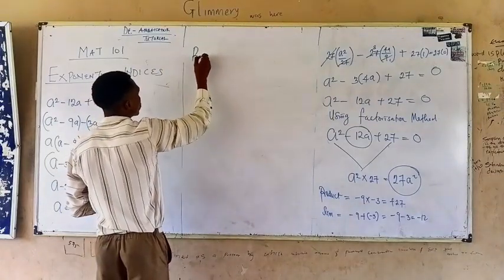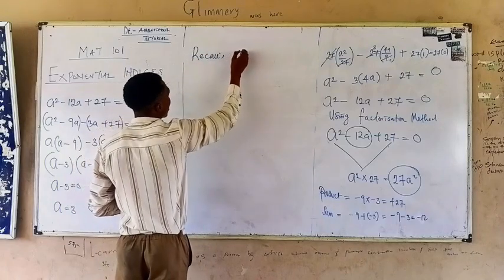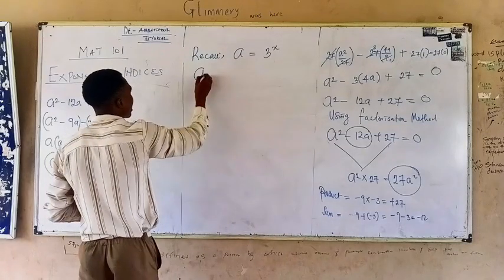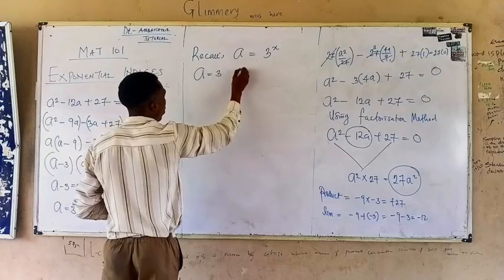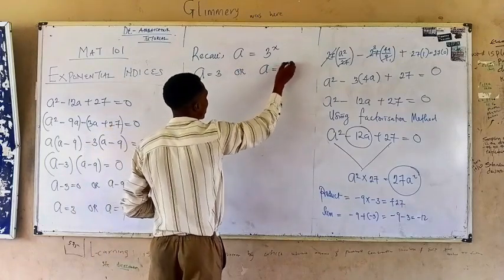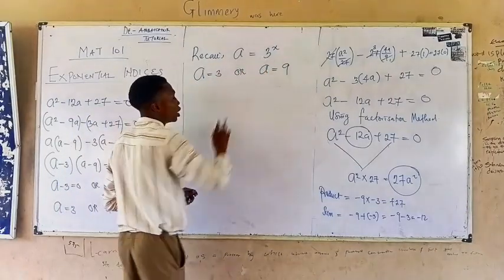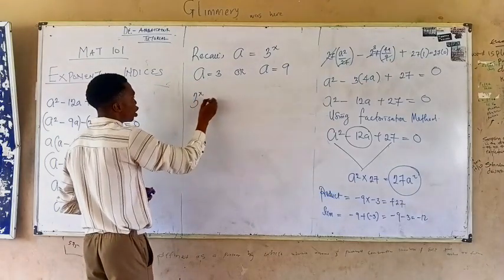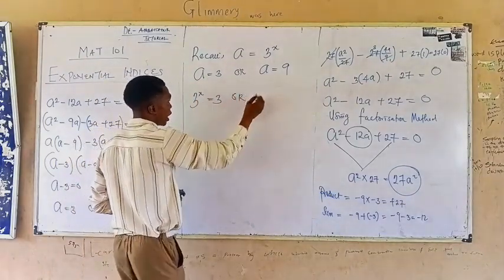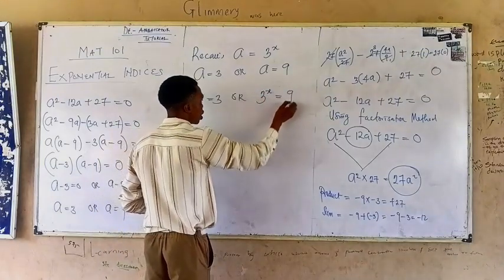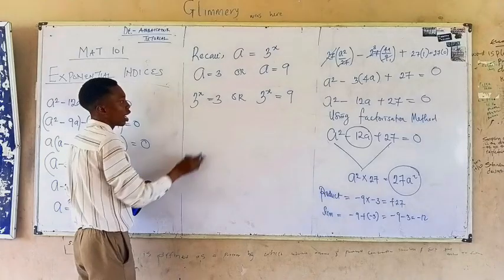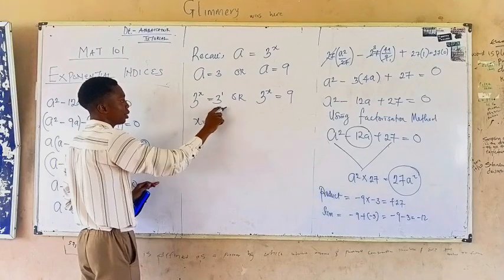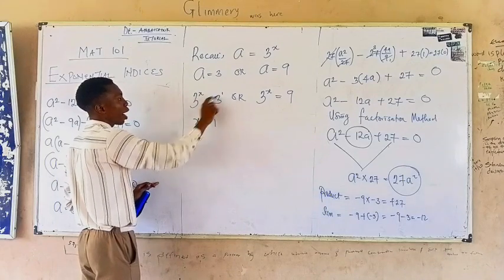Recall that a was equal to 3 in the power of x. So now that we have our a is equals to 3, or the same a is equals to 9, any place I have a, I'm going to input 3 in the power of x. So that means I have here as 3 in the power of x because I have a equals to 3, or the same thing here, 3 in the power of x because I have a equals to 9. Now, if you look at this carefully, these are the power of 1. That means my x is equals to 1. They're having the same base. Since they're having the same base, their powers are equal.